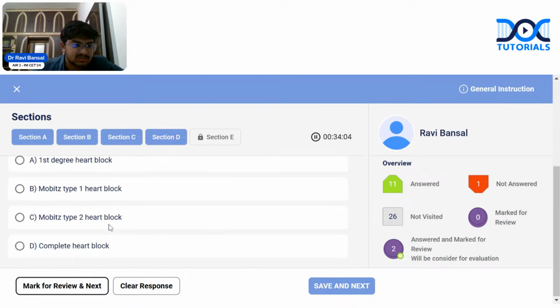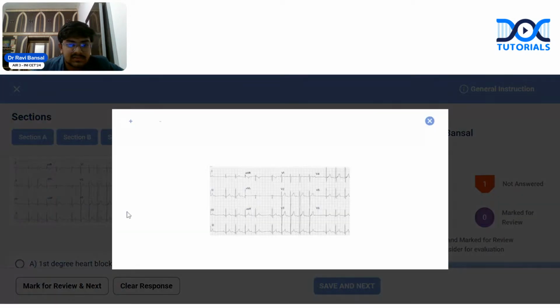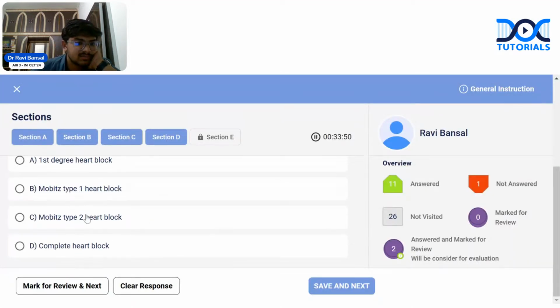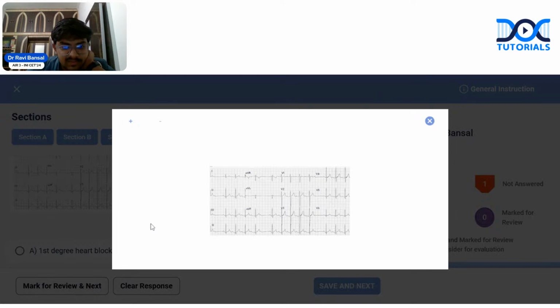ECG below is the diagnostic of... So this is a very small picture. We can zoom actually. First degree heart block, Mobitz type, and complete heart block. So you just see the lead number 2, which is given at the bottom corner. So you just see each P and QRS complex. So there is P QRS, P QRS, P QRS. This P occurred, and then no QRS.